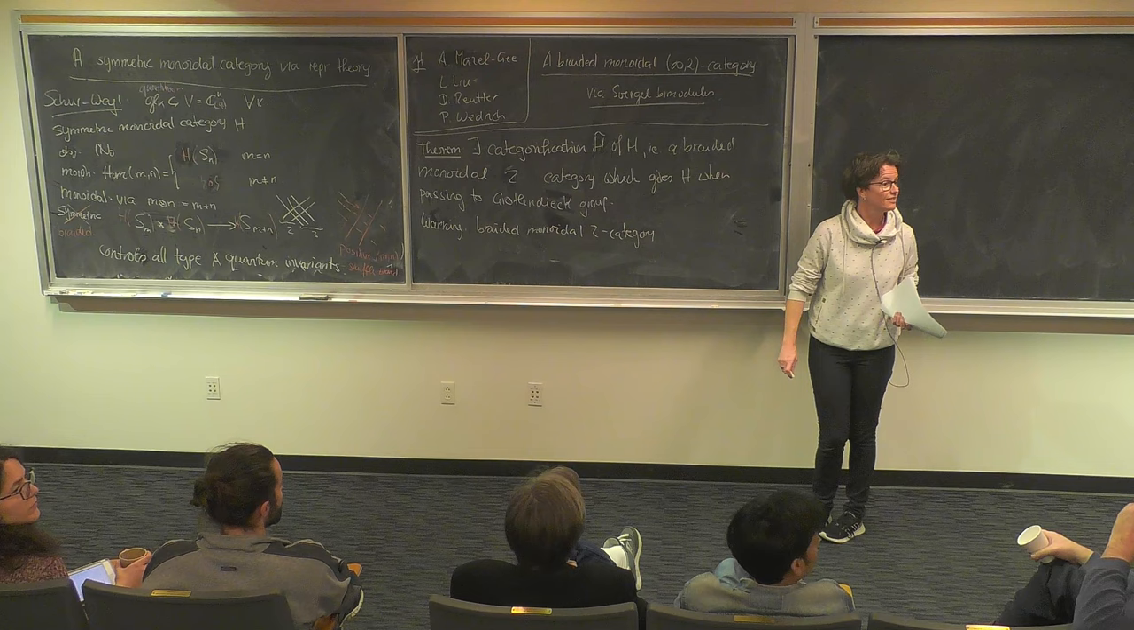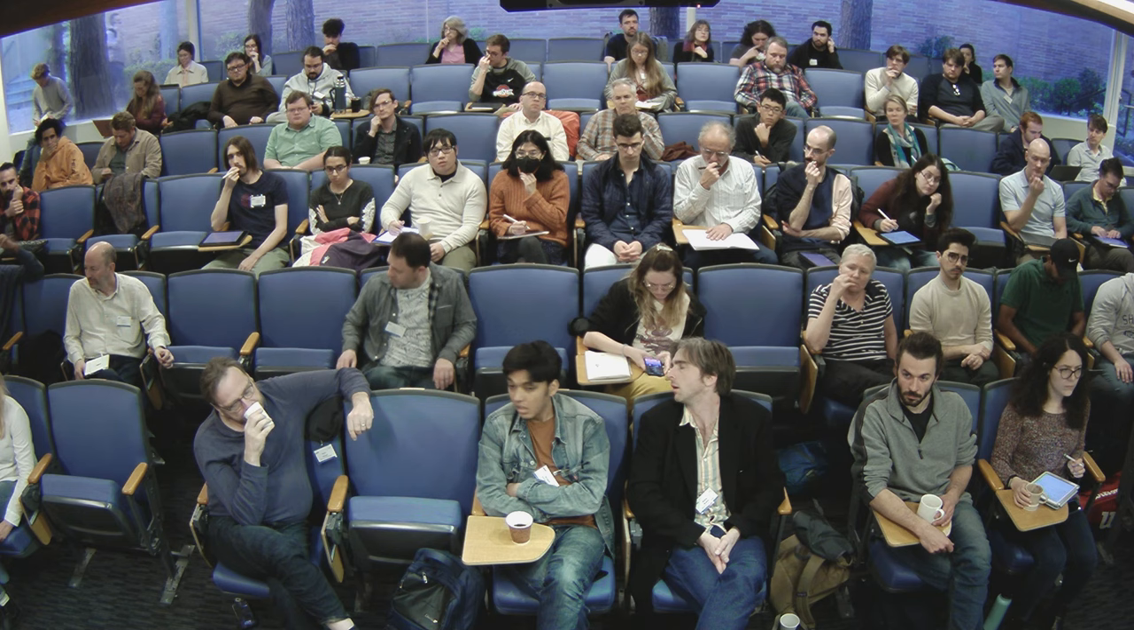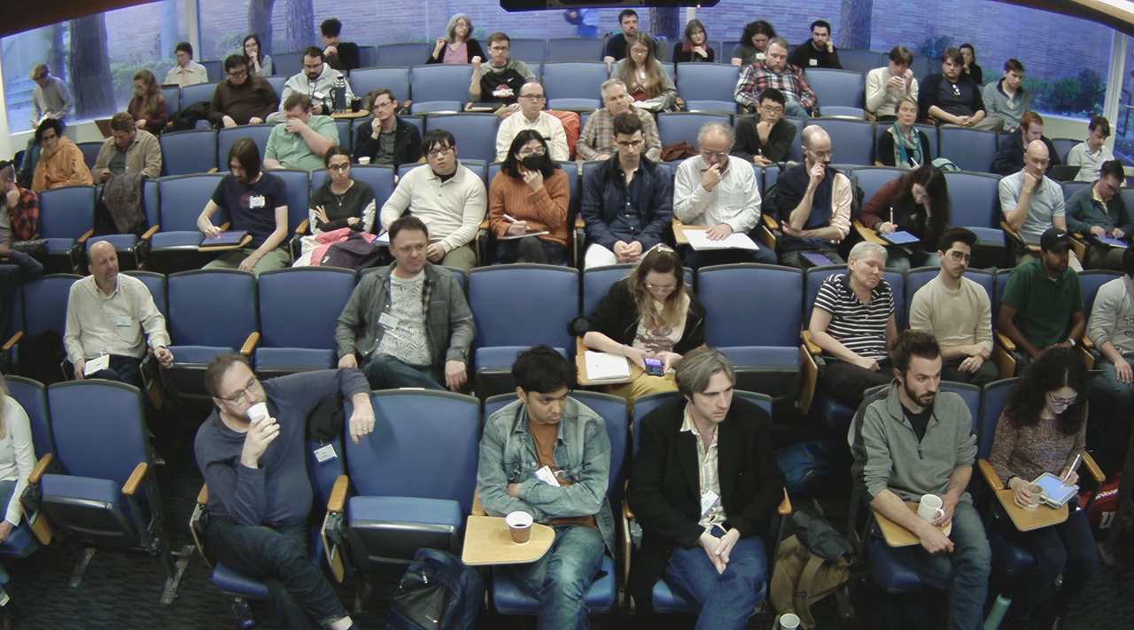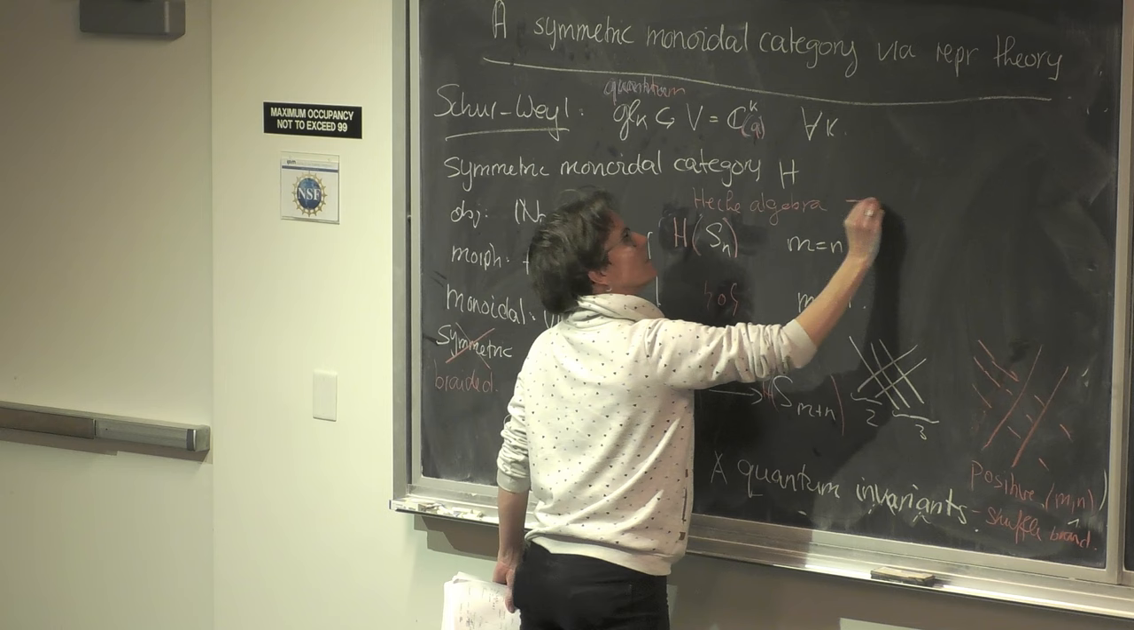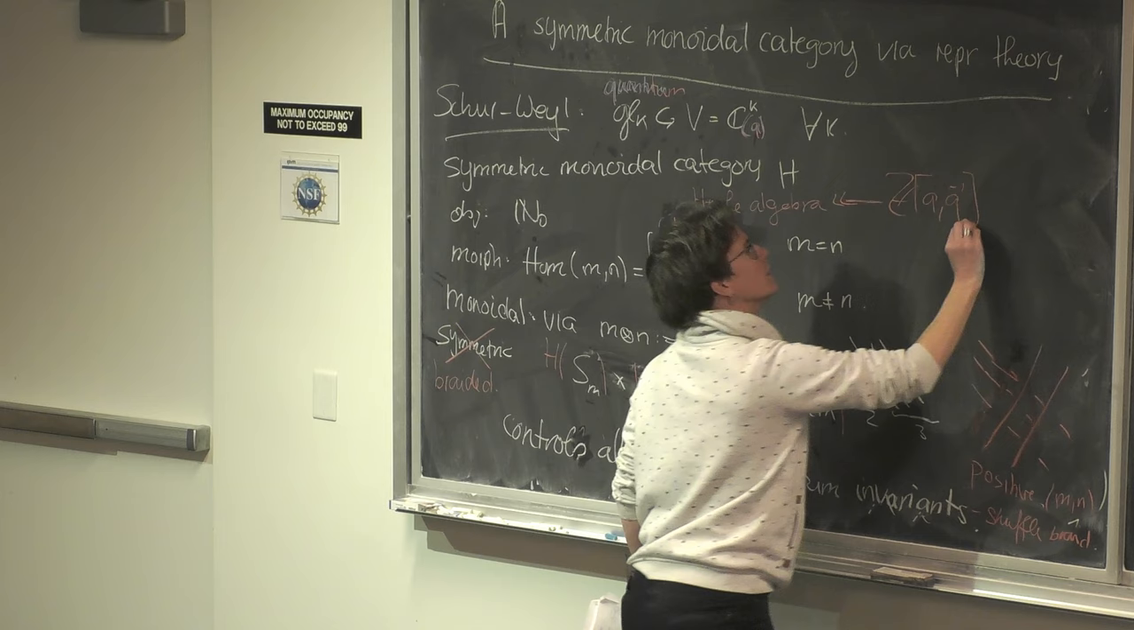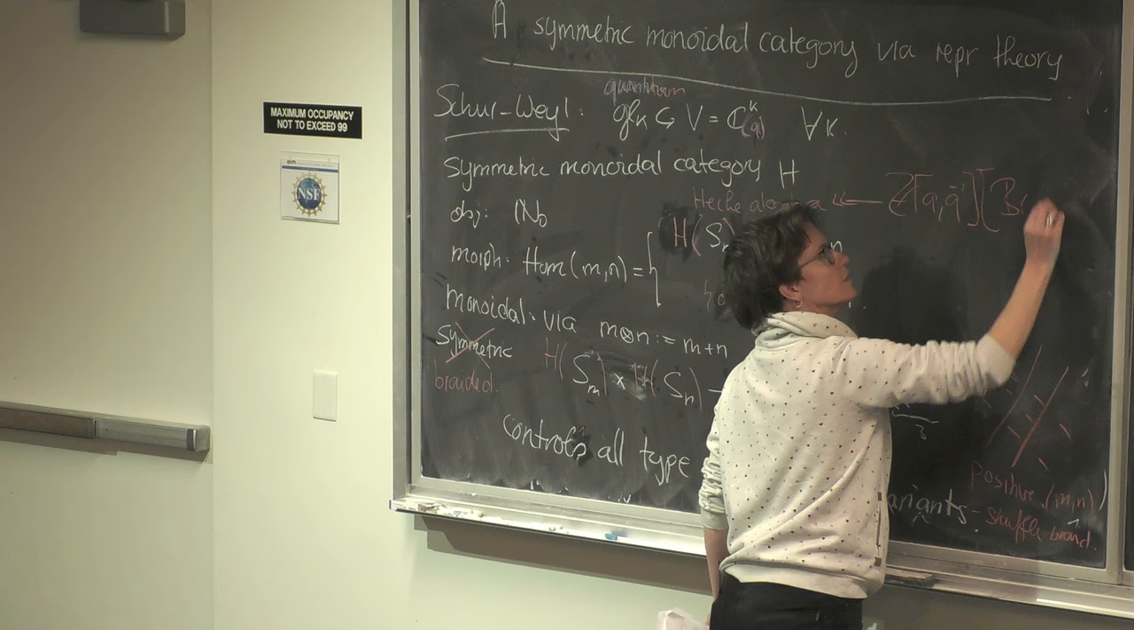So the Hecke algebra, what is that? That's some quotient of the group ring of the braid group or something like this? Yeah. Okay, so this is the Hecke algebra. And this is a quotient of, for me, the q-inverse version of the group algebra of the braid group. So this is the braid group.